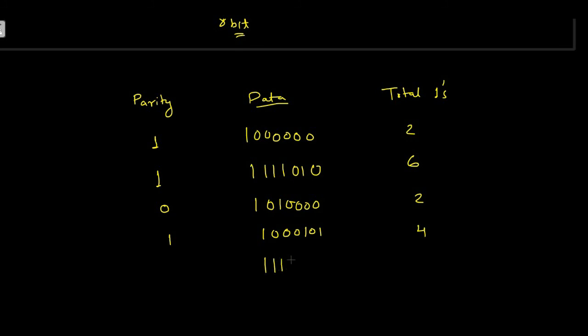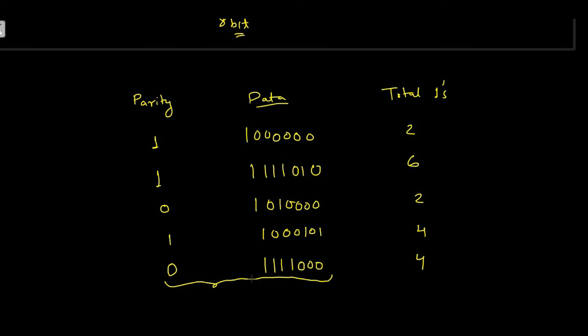1 1 1 1 0 0 0. Total number of ones is 4. This is already even, so the parity is 0. So in this way we can make data having one parity bit.